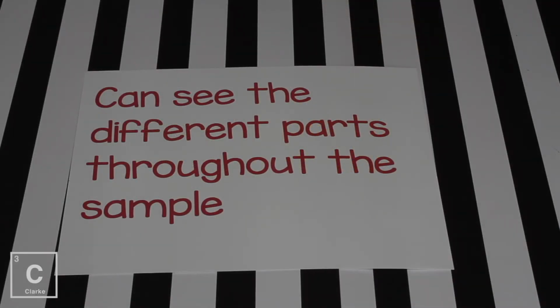So if we remember one specific thing about heterogeneous mixtures, it's that we can see all the different parts throughout the sample. So classifying matter, we've got this now, and we understand the two types of mixtures.